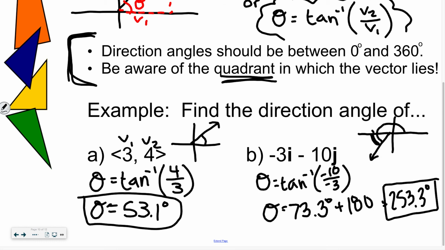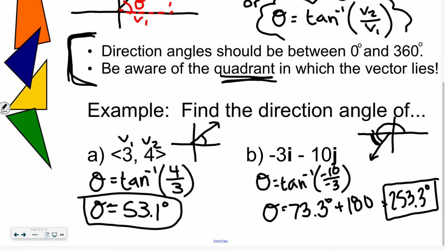Now, if you're in quadrant 2 or quadrant 4, when you put in your inverse tangent, instead of getting a positive angle back out, it'll give you a negative angle out. And then if you're in quadrant 4, you want to subtract from 360. If you're in quadrant 2, you're going to subtract from 180 because you're doing a reverse referencing.